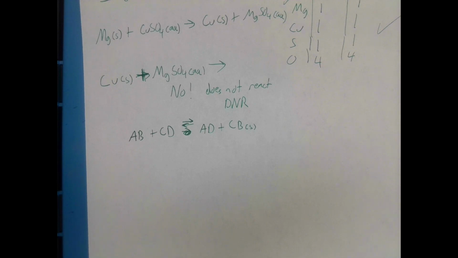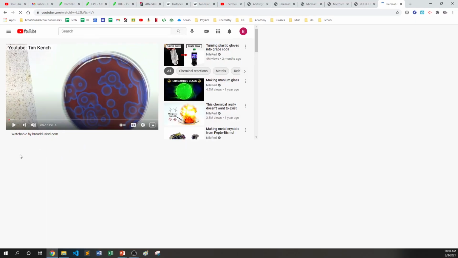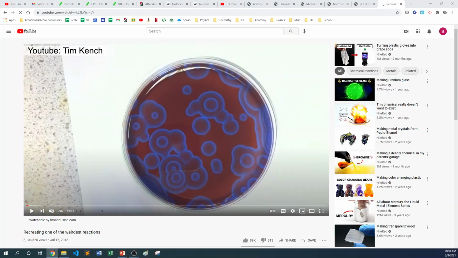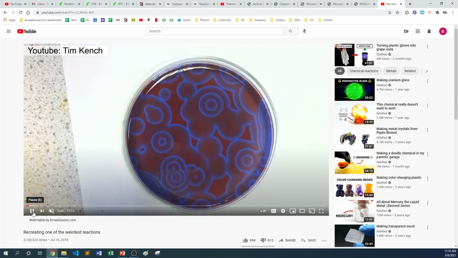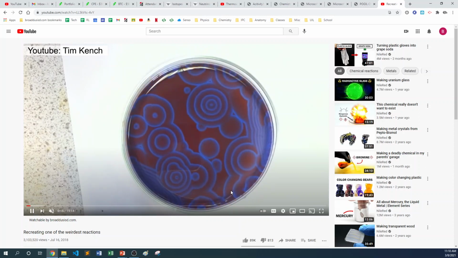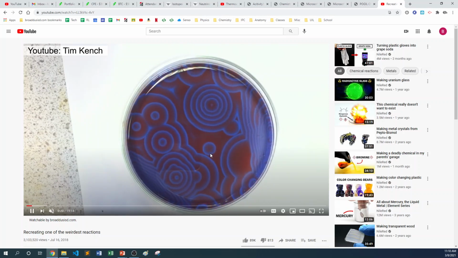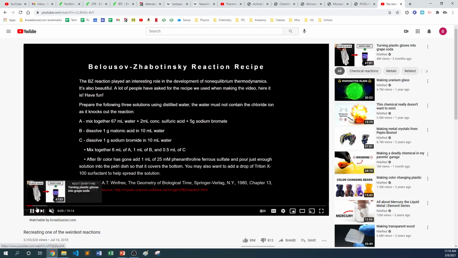This is by far extremely complicated. It's nothing like a double displacement reaction. It is lots and lots of different reactions. But here's a chemical reaction where you can see it constantly repeating. You can see that based on the pH level, it's either blue or red. It's called the Belousov. I can't even pronounce it.